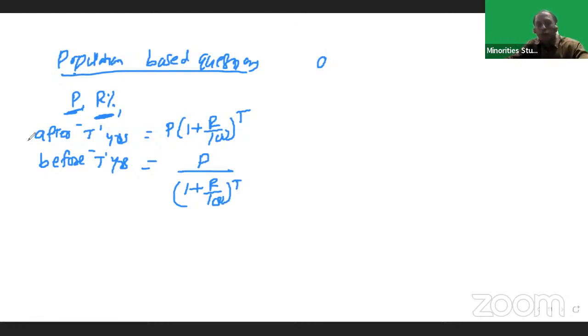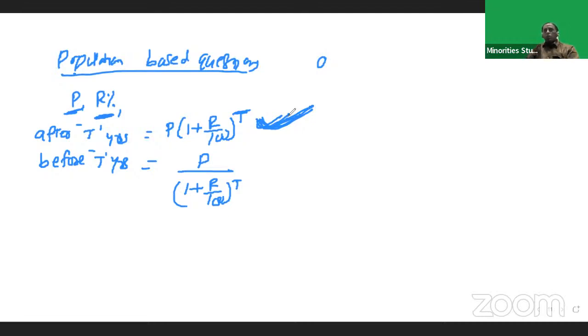The present population of a town is P. The population increase rate is R% per annum. Now write the formula. The population of a town after T years is equal to P into 1 plus R by 100 whole power T. Next, the population of a town before T years is equal to P by 1 plus R by 100 whole power T. What is the specialty of this formula? Anyone please tell me.